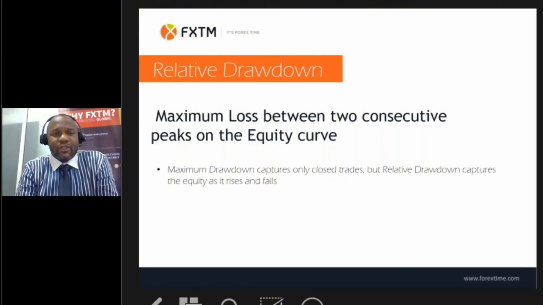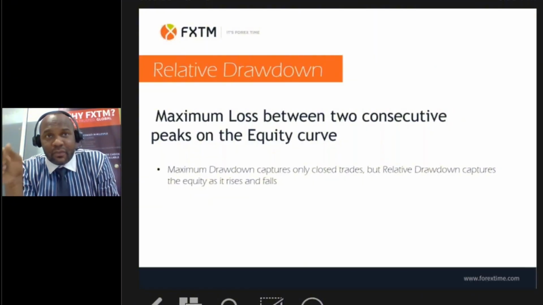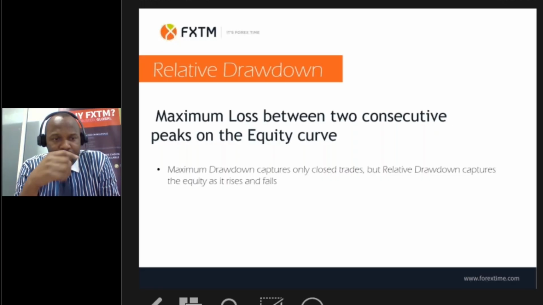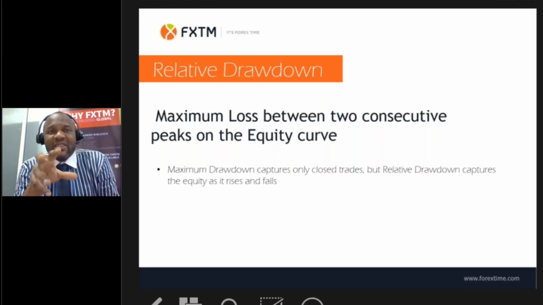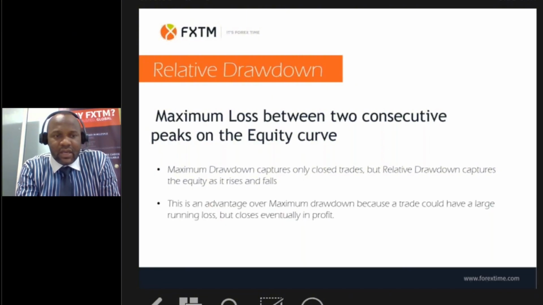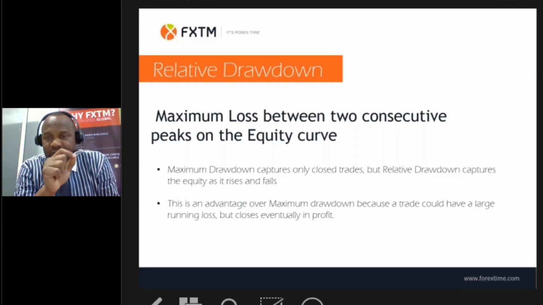That's what they do. They capture it from the equity curve. Maximum drawdown captures only closed trades, but relative drawdown captures the equity as it rises and falls. This is an advantage over maximum drawdown, because a trader could have a large running loss but eventually close in profit. I told you that. So very good. You'll find that out.